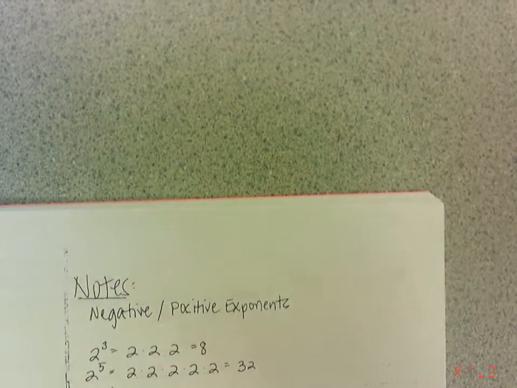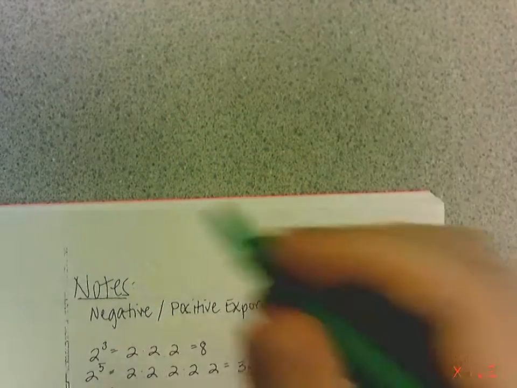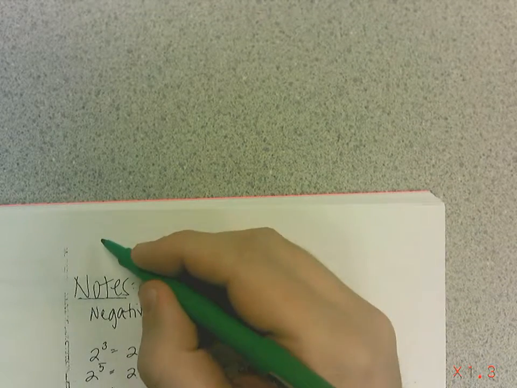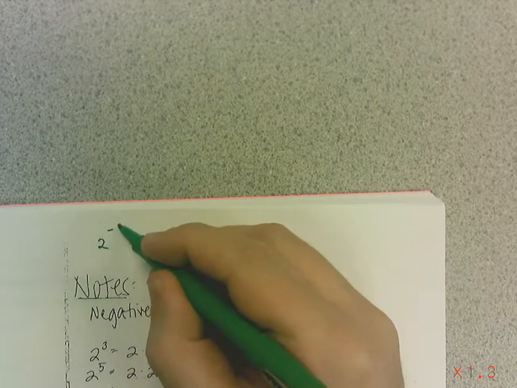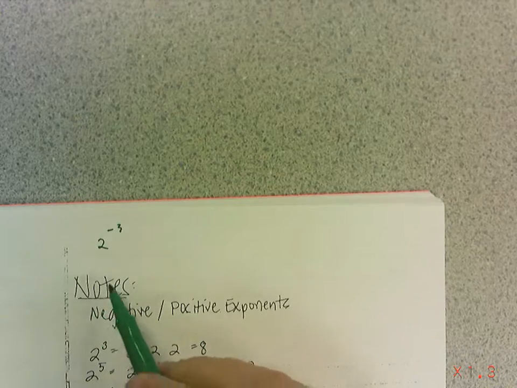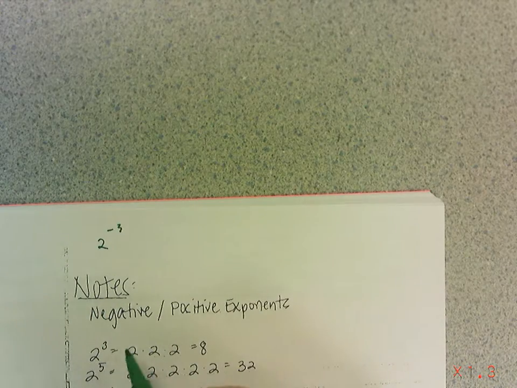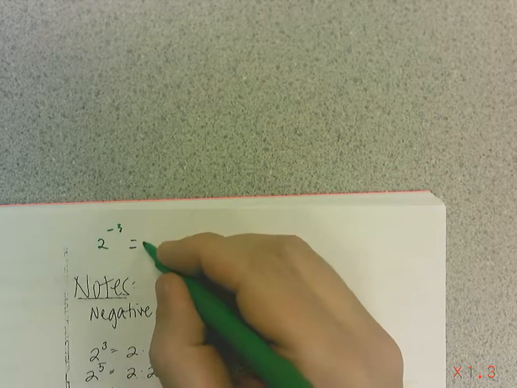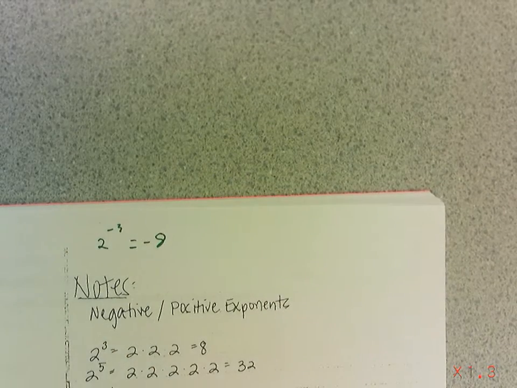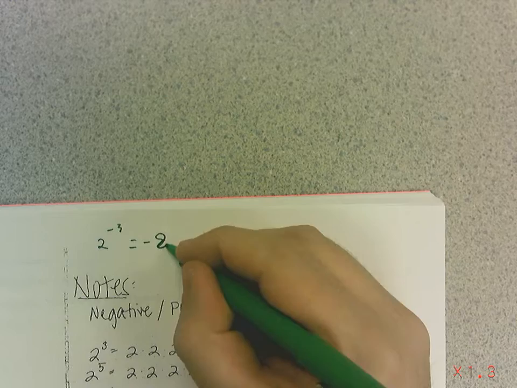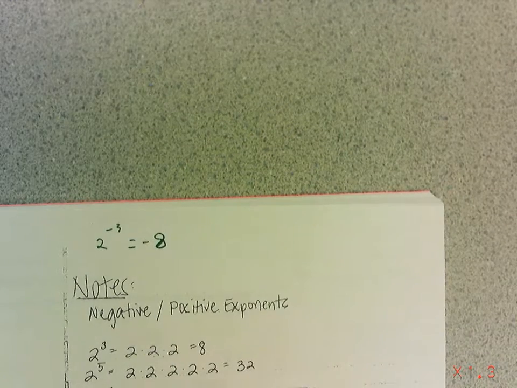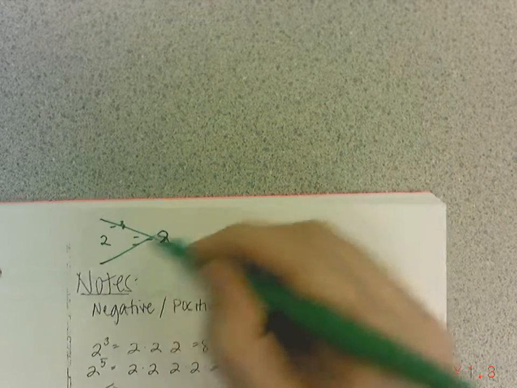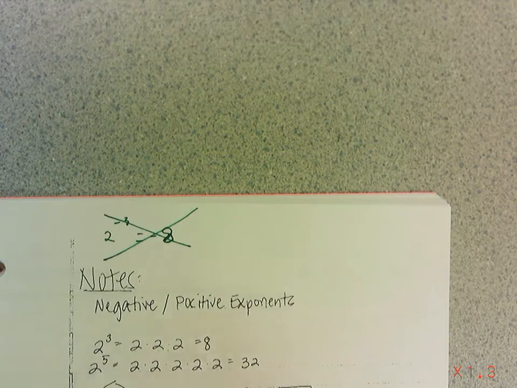The common mistake that students make with negative exponents is they'll do something like this: 2 to the negative 3 power. They'll say, oh, okay, well, 2 to the third power is equal to 8, so that means 2 to the negative 3 power is negative 8. That's our initial reaction. And that is completely wrong. It is not negative 8.